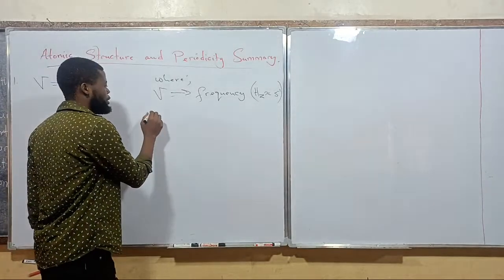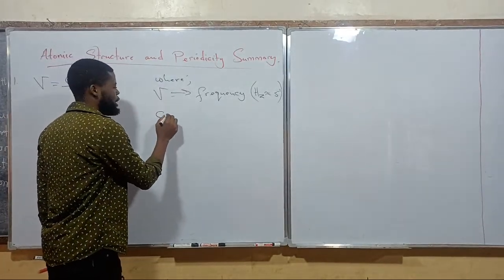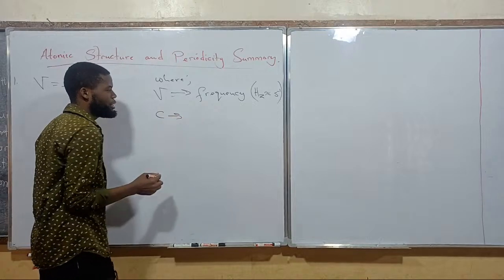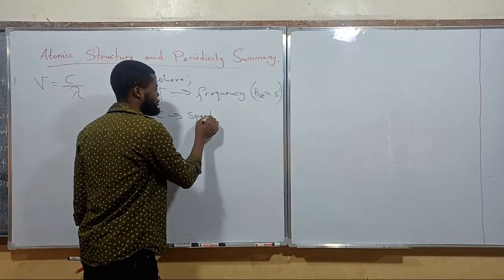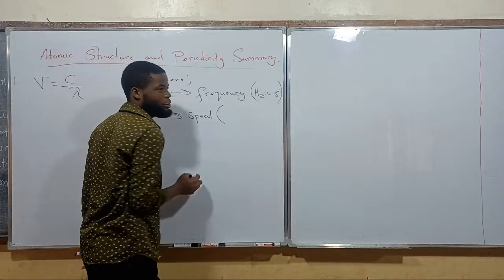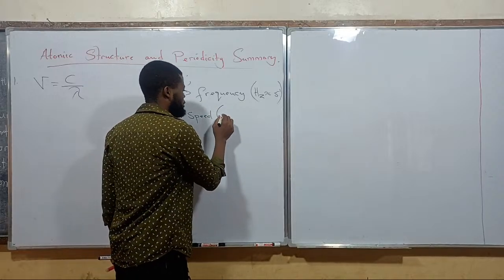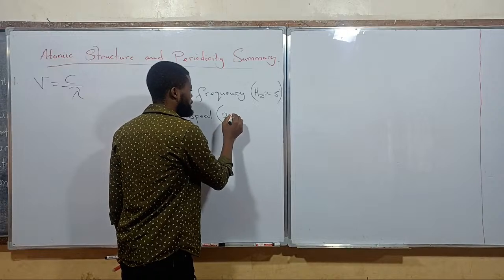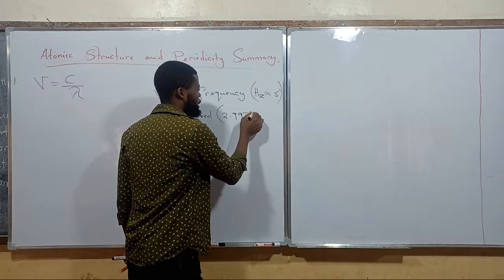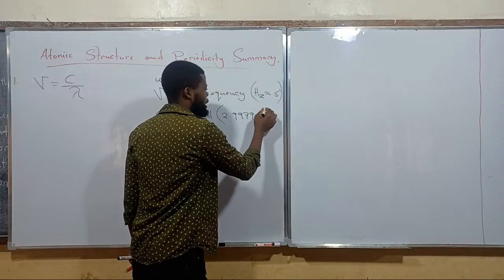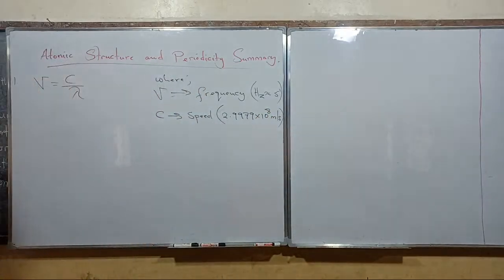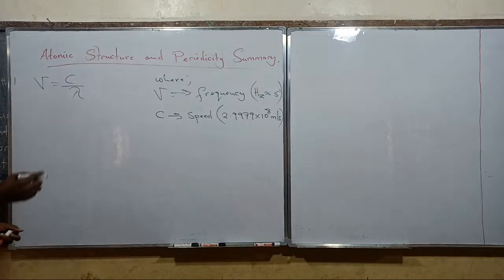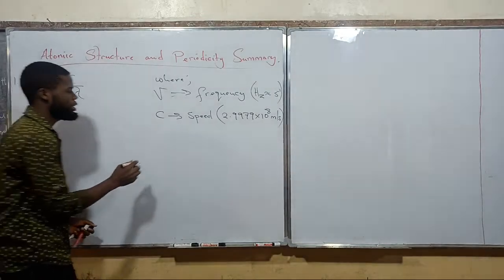So these are the units of frequency. And then c is the constant speed of light. The constant speed of light is a value equivalent to 2.9979 times 10 to the power 8 meters per second. Okay, so the last character here is wavelength.